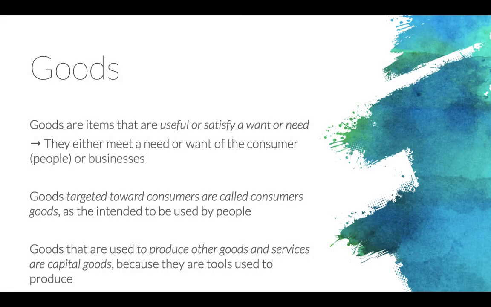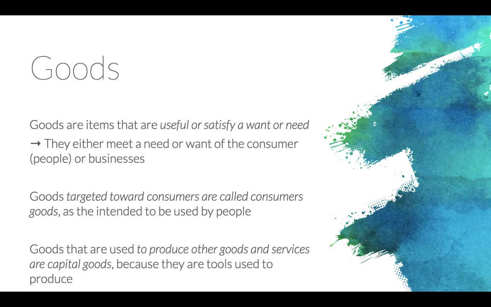Goods. Goods are items that are useful or satisfy a want or need. So they either satisfy a need or want of a consumer or business. They have a purpose. Goods targeted towards consumers are called consumer goods, and goods that are used to produce other goods and services are called capital goods, because as we know, capital means the tools used in production.